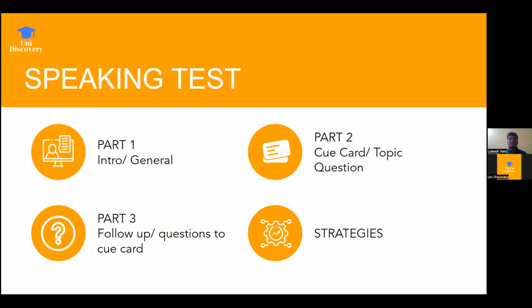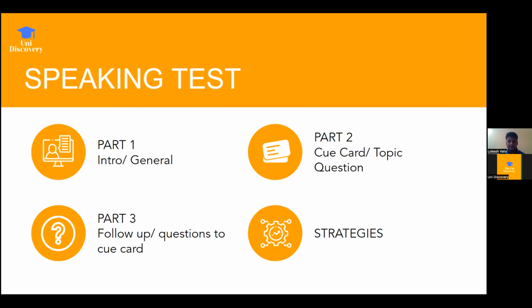Then comes part three. Usually it is the follow-up questions to the cue card. Now, I had some students in the past and I asked them a question. What is the difference between part 1 and part 3? They said part 1 is the introduction or the general questions, and part 3 is the follow-up questions to the cue card. Is this the difference?